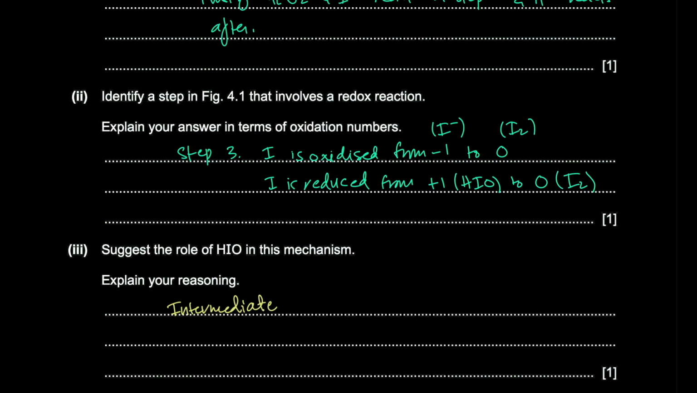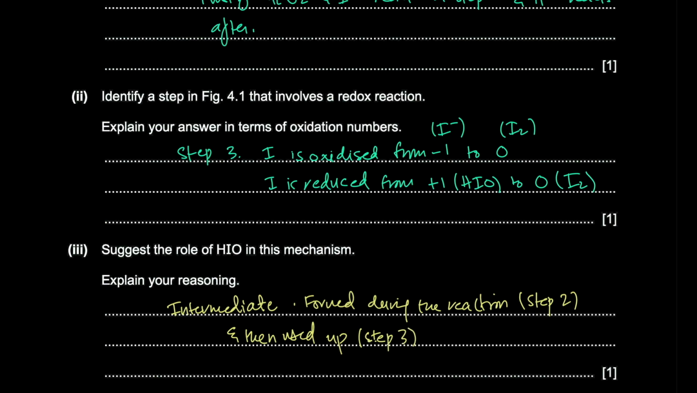Why is it an intermediate? Because it's formed during the reaction, that's in step 2, and then used up. It's used up in step 3, in the next step.